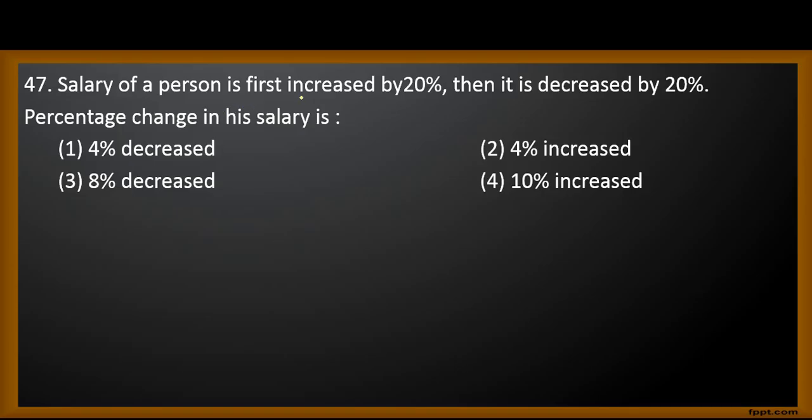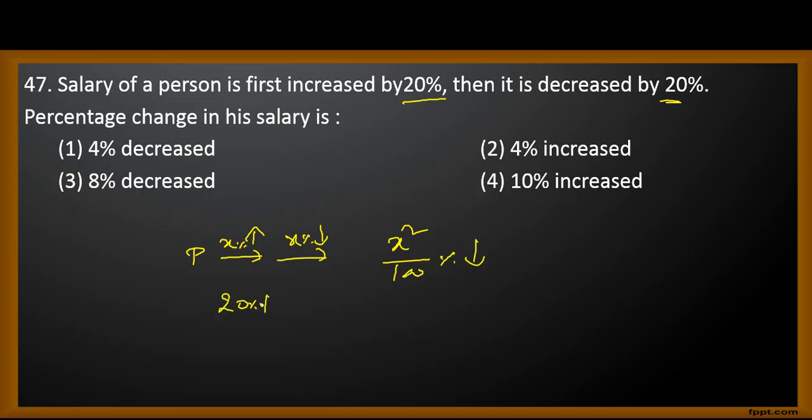Salary of a person is first increased by 20% and then it is decreased by 20%. The percentage change in salary is simple whenever there are two successive percentage changes with the same variable. If it is increased by x percentage and followed by a decrease by x percentage, the overall change is always x square by 100% decrease. Straight away, 20% increase followed by 20% decrease, the answer is 20 square by 100% decrease. That is nothing but 4% decrease. Option 1 is the answer.